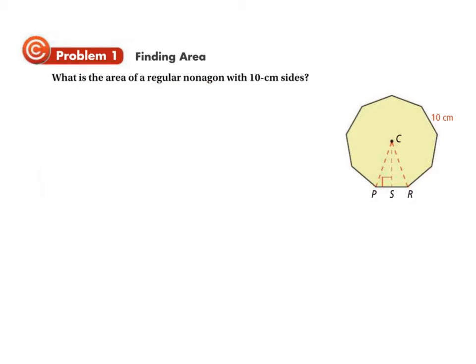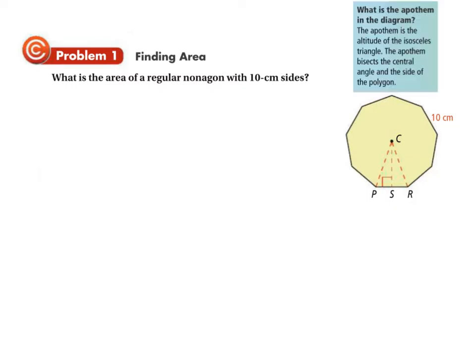Since it's a regular nonagon, we know that from that center to each vertex is going to be the exact same length. We don't have that distance, but we're not really worried about it anyway. What we want to find is the apothem. What is the apothem? The apothem is the altitude of that isosceles triangle right here, because then we're going to do 1/2 base times height, right?